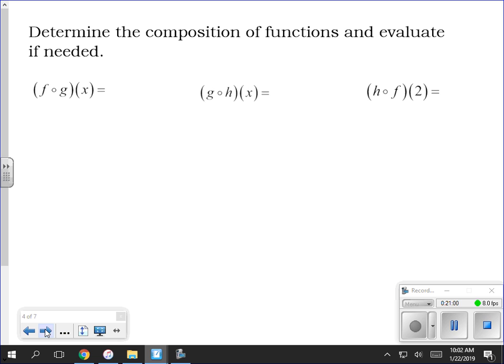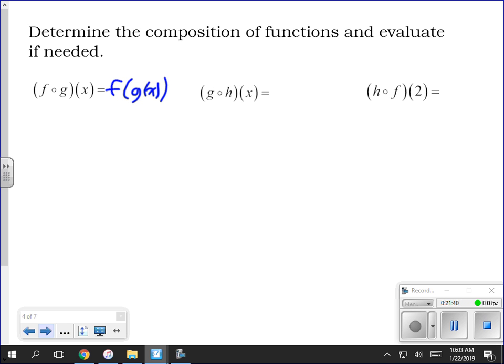Okay, now we get to the compositions. F composed of G of X. Remember, F composed of G is F of G of X. That's what that means. I told you, wrote it down. That's what a composition looks like. That little open dot, that means composed of. That means I'm taking F of whatever function follows it. It's F composed of G.